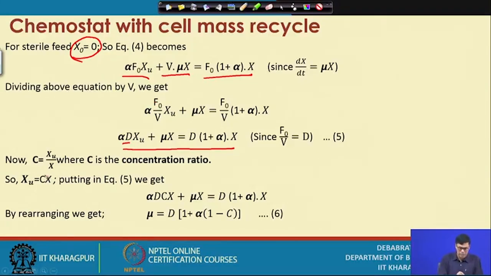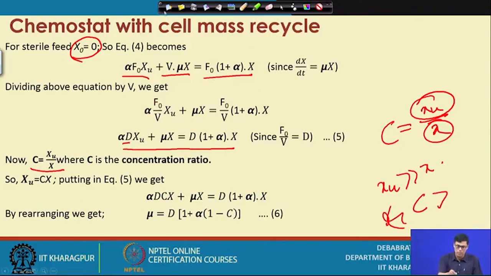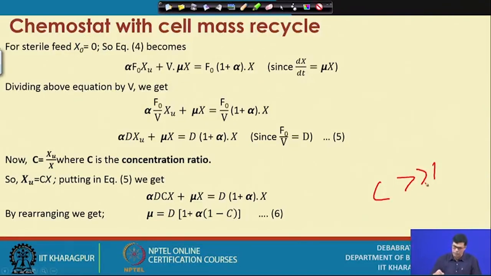Now we can assume C equal to Xu by X. Now, Xu is what? The settled cell mass concentration, am I right? And X is the cell mass concentration in the reactor under steady state. Xu is usually much higher than X, so I can always say C is much greater than 1, am I right? So C is the concentration ratio. Now we can write Xu equal to C into X. We can put this Xu value as C into X, so this equation can be modified like this.